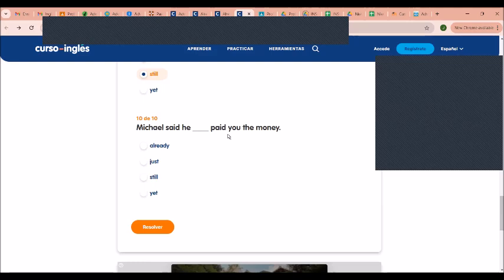Michael said he already paid you the money. Or he just paid you the money. Any of those could work because now it's in an affirmative form. I'd use just because structurally it makes sense here. Michael me dijo que él te acaba de pagar. So that's more using just, or a recent expression.